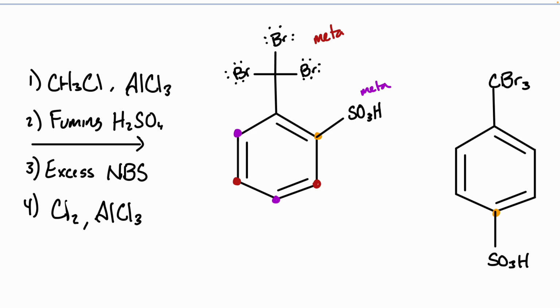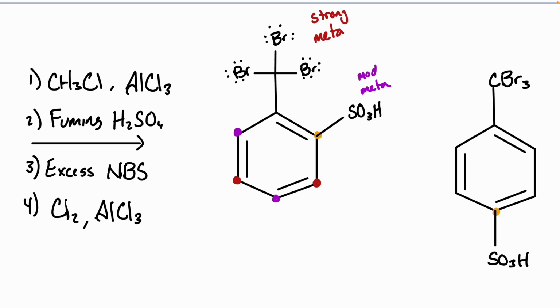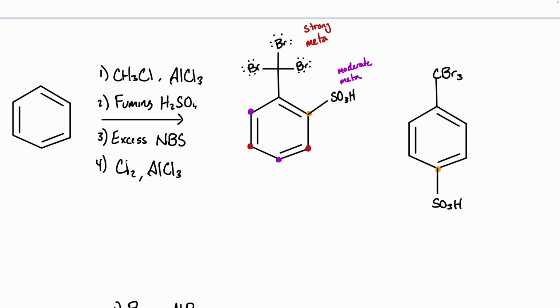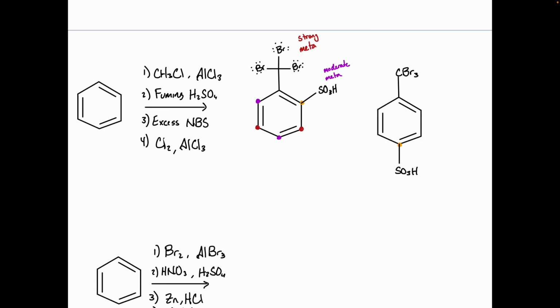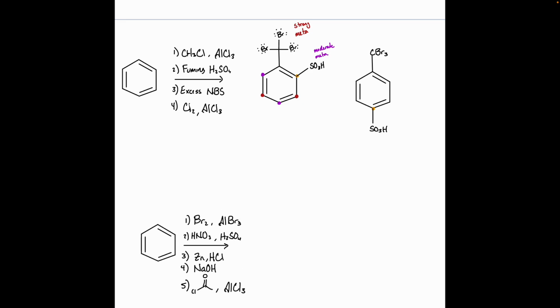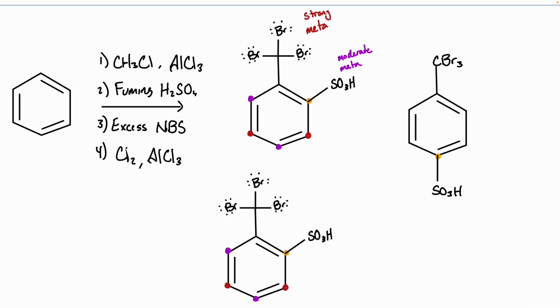That tribromomethyl group there is a strong meta director, whereas that sulfonic acid group is only a moderate meta director. So that means that my brominated carbon is going to win. Let me make a little bit more room. So it's going to direct to those meta positions.